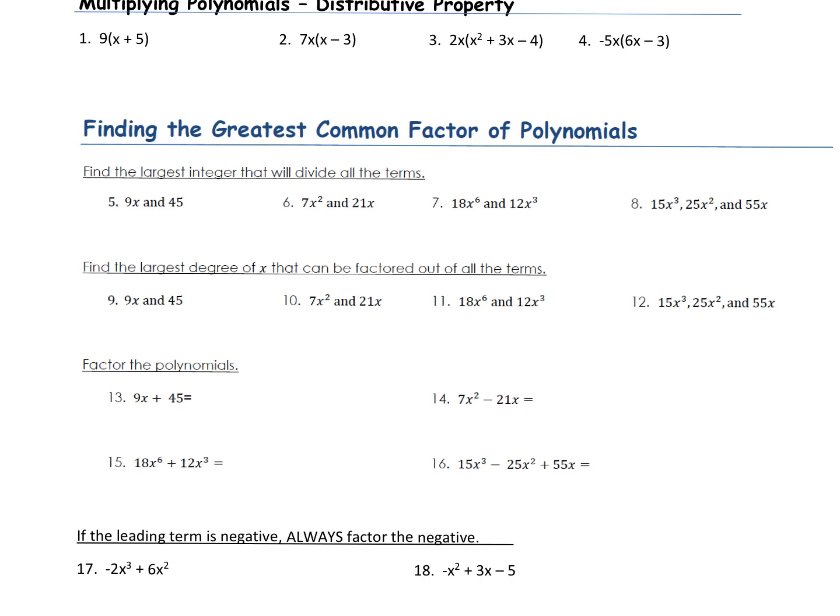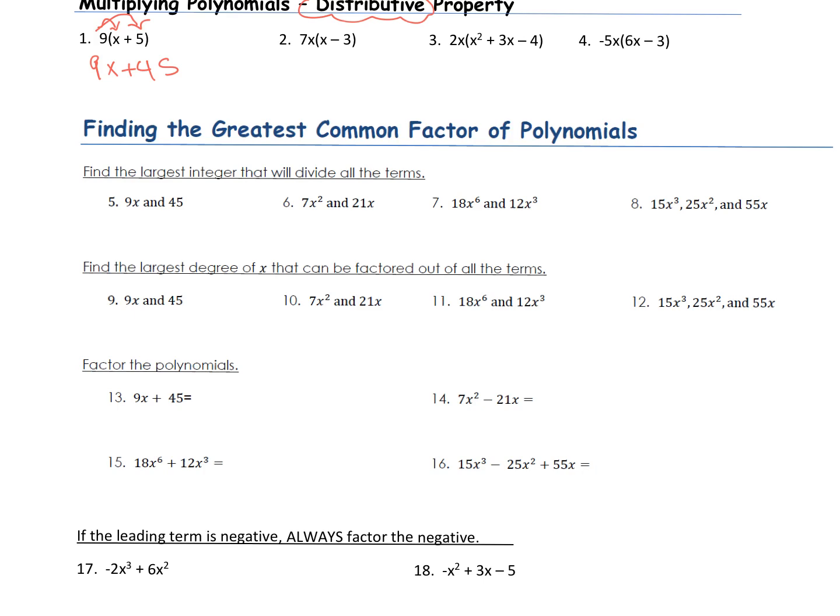So first of all, looking at numbers 1 through 4, these problems are asking us to review the distributive property. That's when I want to multiply something on the outside of my parentheses times everything on the inside of my parentheses. I want to distribute this times 9 to both terms inside. And 9 times x is 9x, and 9 times 5 is 45.